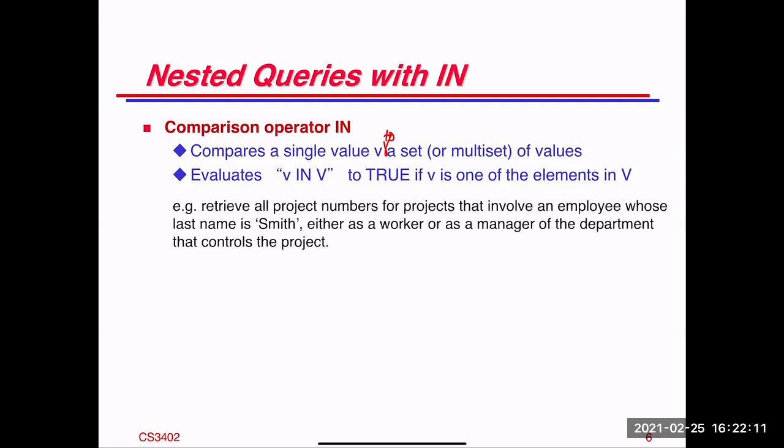So let's look at an example here. So we want to retrieve all project numbers for projects that involve an employee whose last name is Smith, either as a worker, meaning he works on that project, or as a manager of the department that controls the project. This is already a bit more complex than the queries that we discussed so far. So let's see how we can do that.